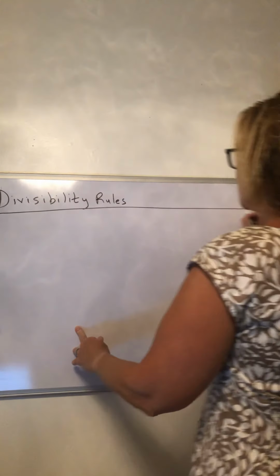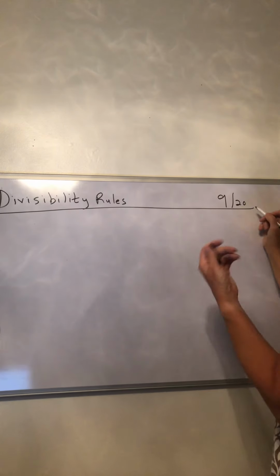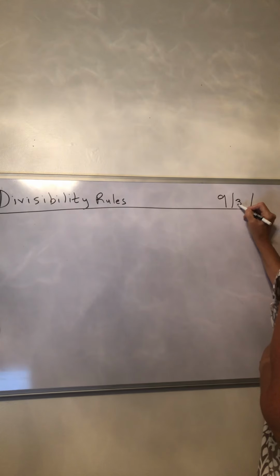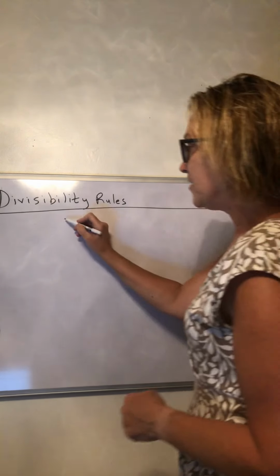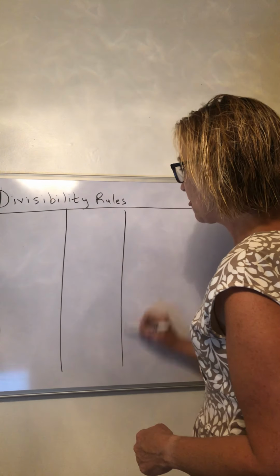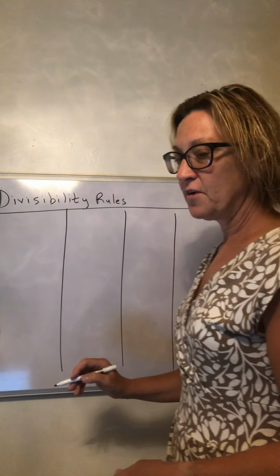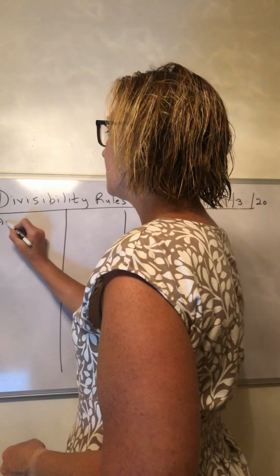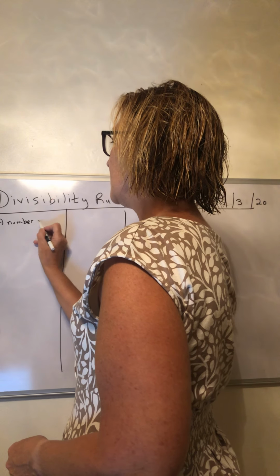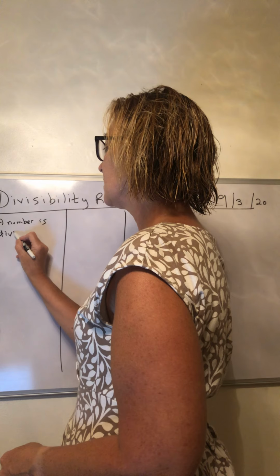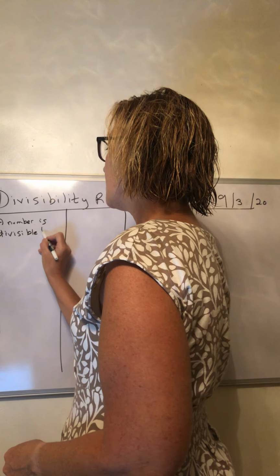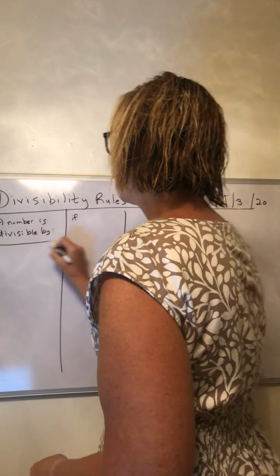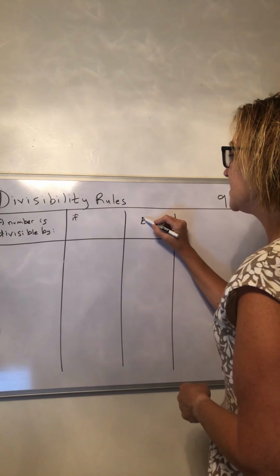And our date from yesterday was 9/20. You can write 9/21 if you're newly taking these notes. I'm sorry, 9/2 was yesterday. Today's 9/3. And I had you guys make 3 columns. So the beginning of your notes in your column 1, you have a number is divisible by if, and this is where your rule is going to go. And then in this third column, we'll have an example.